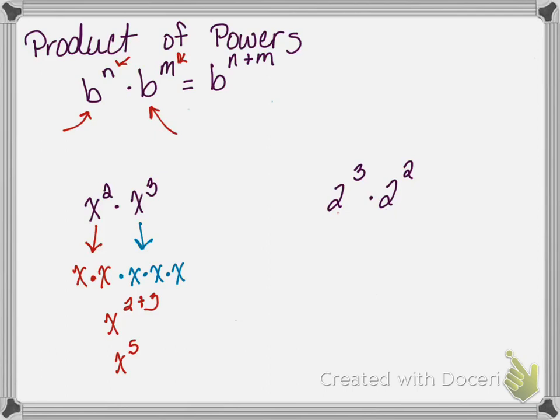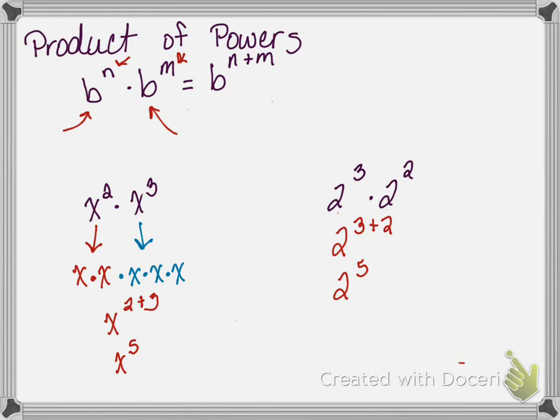Now, we can do the same thing with numbers, but only if your base is the same. If my bases are not the same, then I can't. What's my base in this next one? It's 2. And they're the same. If one was 2 and one was 3, I couldn't do this. I can only do this because they are the same. So again, I'm going to have 2 to the 3 plus 2, and that's 2 to the 5th.